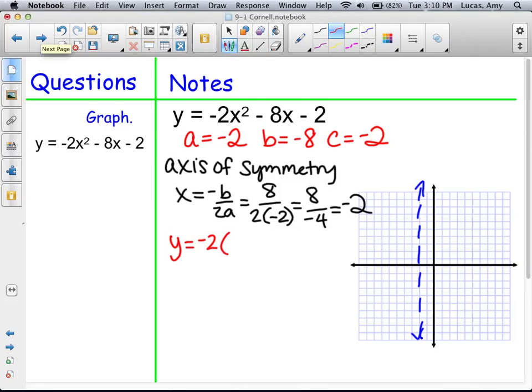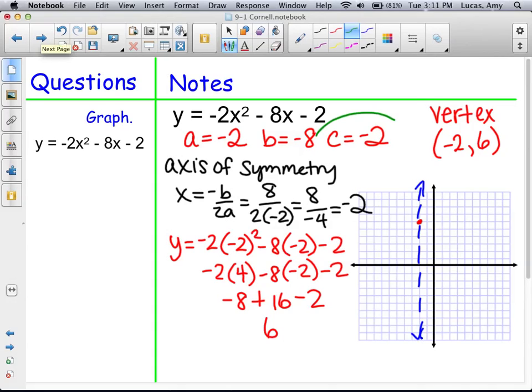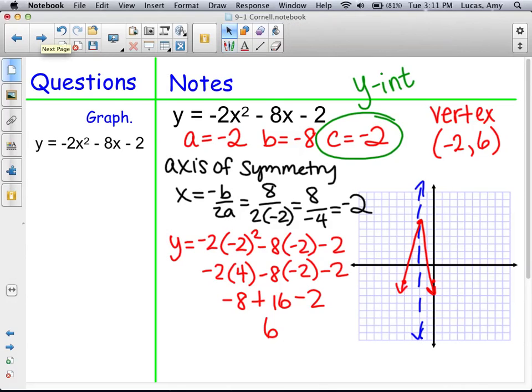This one's a little bit trickier than the last one because there's a coefficient in front of our x squared. So the order of operations, negative 2 squared is 4. Then I can do my multiplying, negative 8, positive 16. So my y-coordinate is 6. So my vertex is negative 2, positive 6. So negative 2, positive 6 would be right here. Then my y-intercept is C. So I can graph that, negative 2 on the y-axis, and balance it on the other side. And draw my parabola. And we're done.